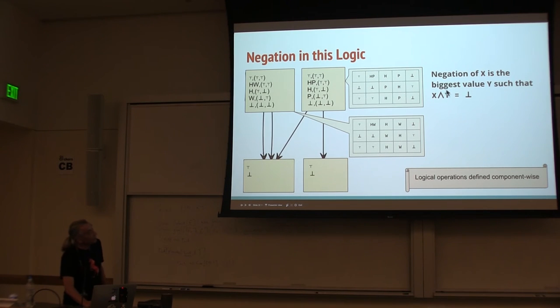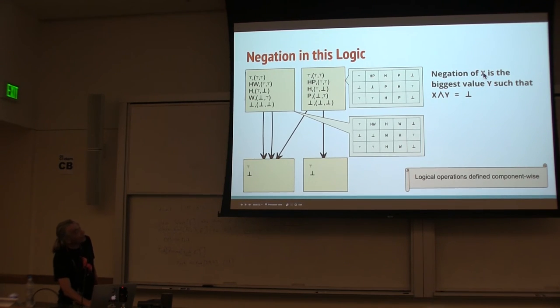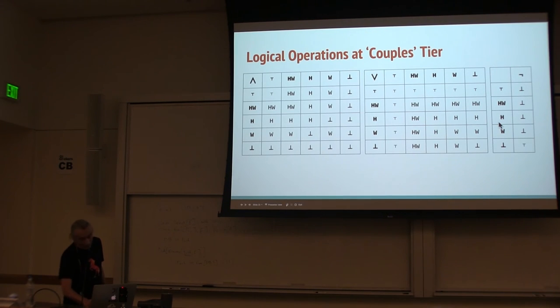And here's the definition of negation, actually. How did I calculate it? We take x. What would be a negation? It's the biggest value that doesn't intersect with x. So that's why negation of HP is false. What's the biggest value that doesn't intersect with HP? Not this one, not this one, not this one, not this one. So only this, right? Doesn't intersect meaning intersection is false. So that's how I calculated it. If we take H, negation, intersection with P would be false here, so okay. So this table is wrong, I'll fix it.